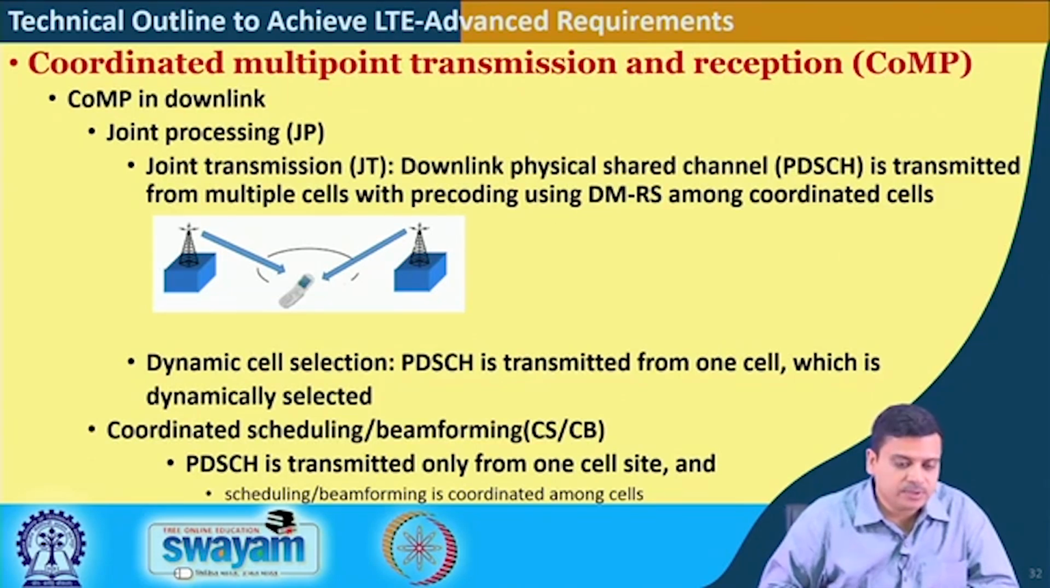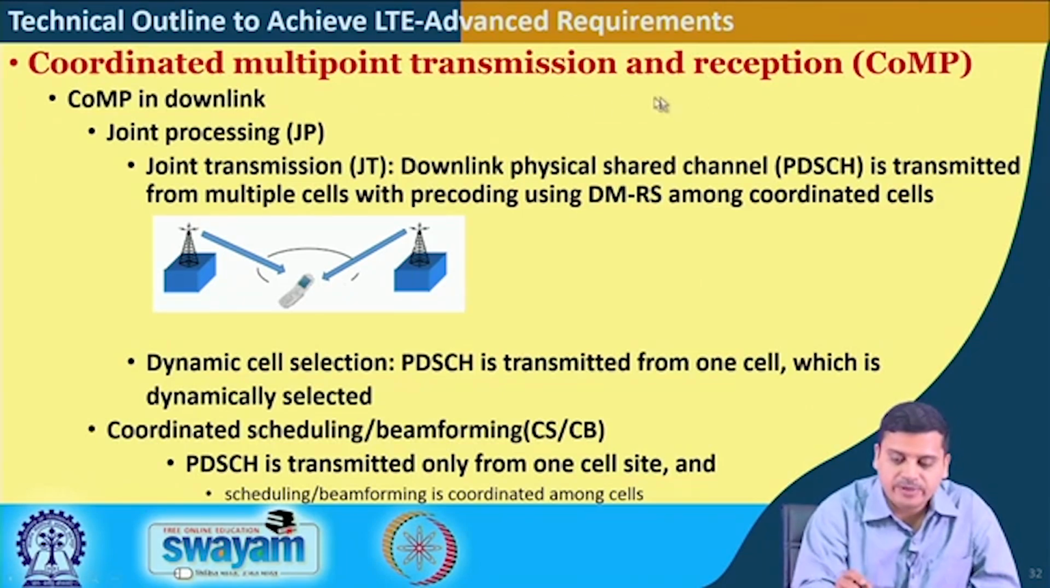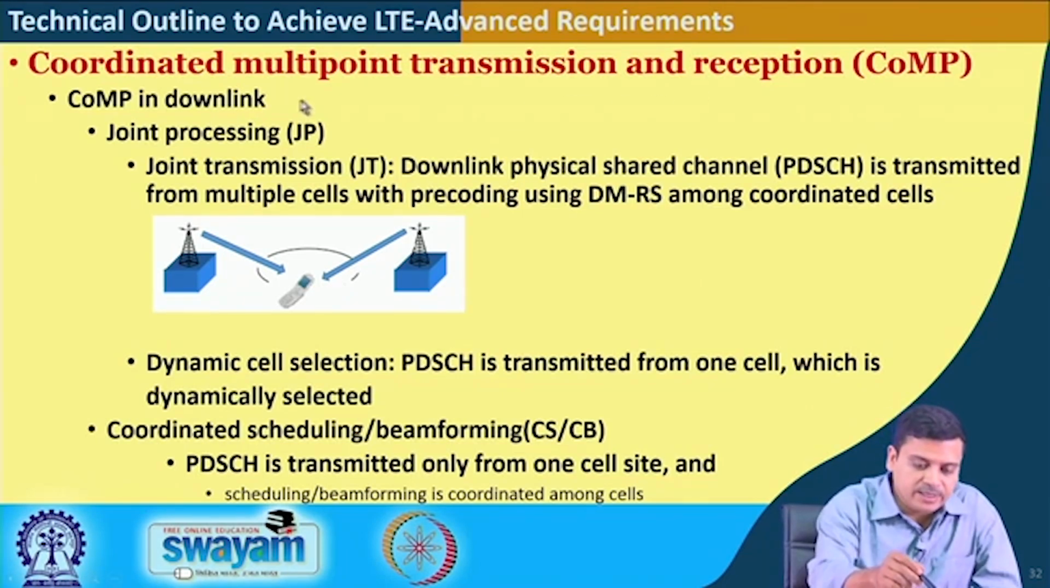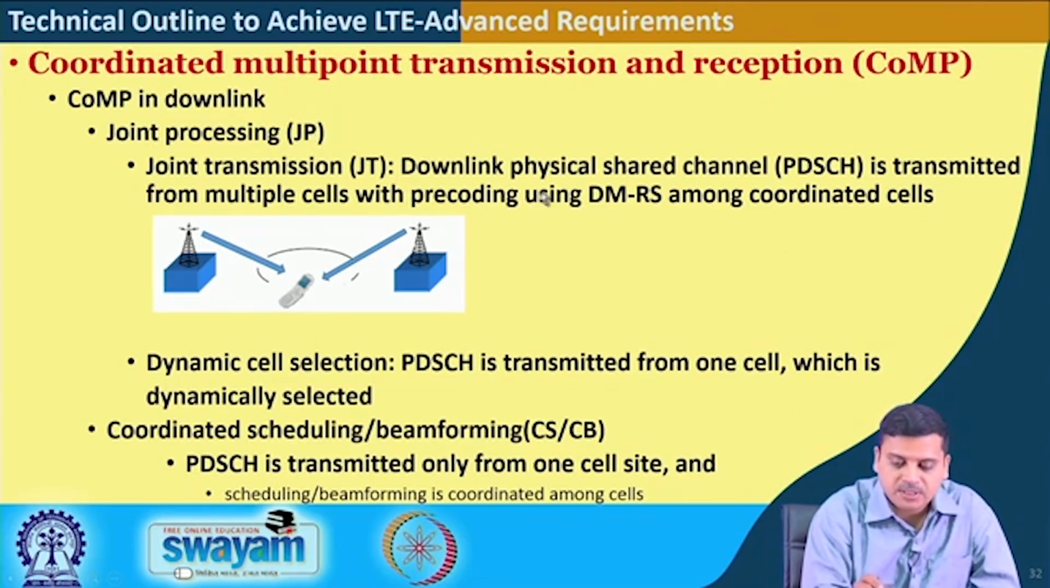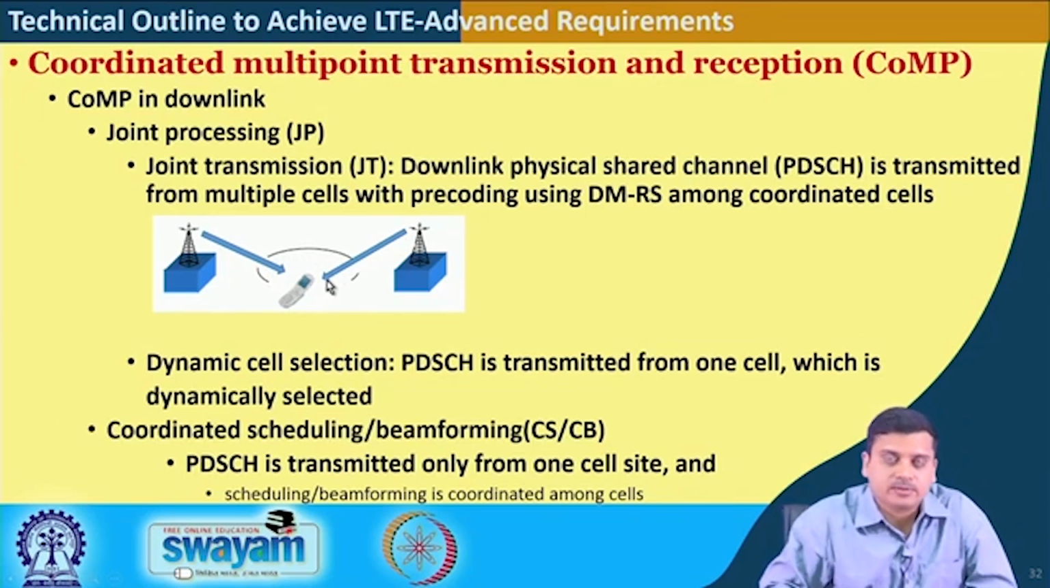Another important technical solution which is supported is known as coordinated multi-point transmission and reception. In this, there is a joint processing mode which is allowed. That means joint transmission: the downlink physical shared channel which carries the data is transmitted from multiple cells with precoding using the demodulation reference signal among the coordinated cells. So, here there are different base stations which coordinate amongst themselves, and they can send signals so as to provide the best spectral efficiency to the user.